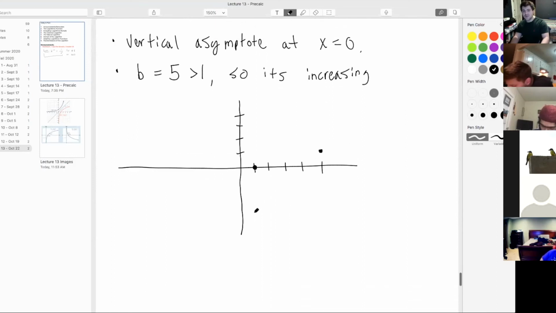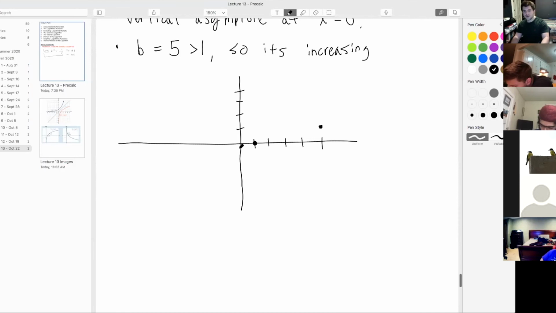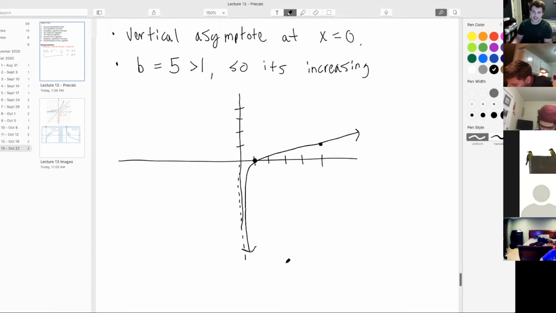Okay, and we have a vertical asymptote at x equals 0. So we have this dotted line going here. Okay, so this is what you do. You kind of just start down at the vertical asymptote, cross these 2 points, and that's really it. So it just looks something like that. So all you need is 2 points on the graph and the asymptote, and it follows this shape. That's really it.